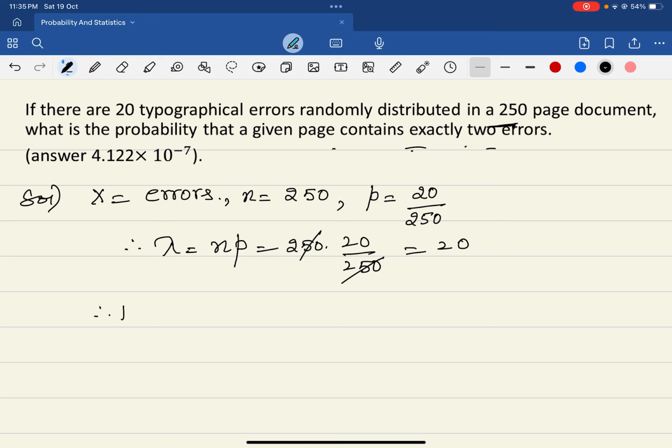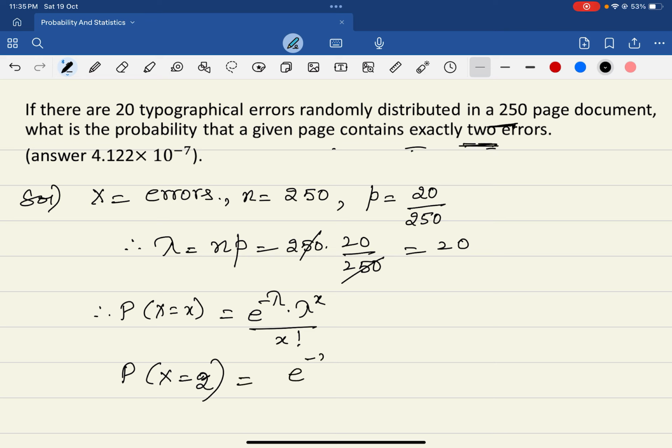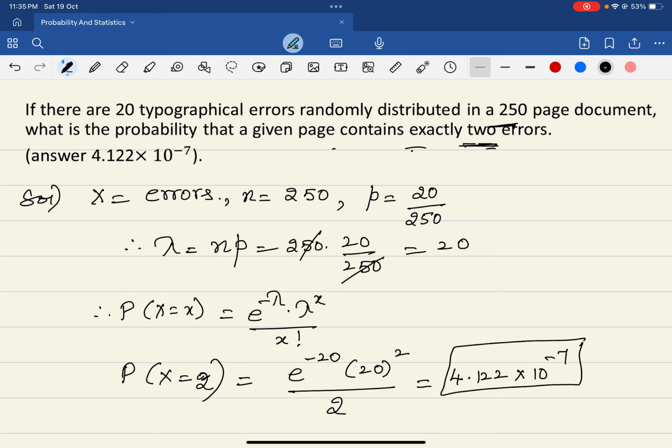Now the formula: P of X is given by e raised to minus lambda, lambda power X over X factorial. The question asks for exactly 2 errors. So you know that lambda is 20 and X is 2, so e raised to minus 20, 20 squared over 2 factorial, which is 2. So this value is given by 4.122 into 10 to the power of minus 7. So this is the solution.